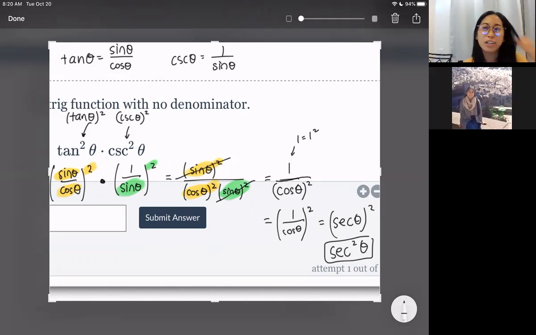Okay. So essentially the goal of this section is to break everything down into sines and cosines. So if it's 1 over sine, 1 over cosine, or sine over cosine, just break everything down into sines and cosines, cancel stuff out, and then you'll get your answer, okay? So that's the main goal of this. Break everything down into sines and cosines, cancel everything that you can, and then you'll get your answer. So our answer here is secant squared.